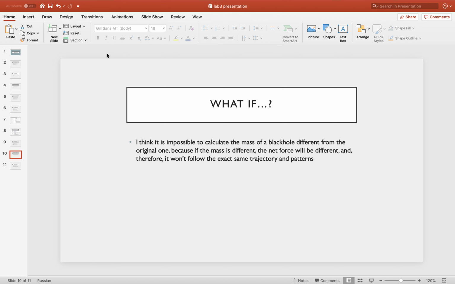Answering the what if question, I think it is impossible to calculate a mass of the black hole different from the original one, because if the mass is different, then the net force will be different, and therefore the star won't follow the exact same trajectory and patterns in general.